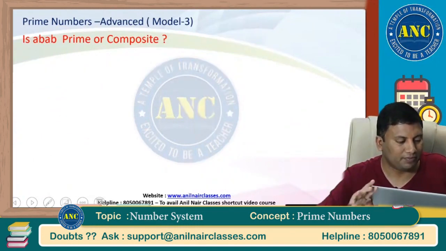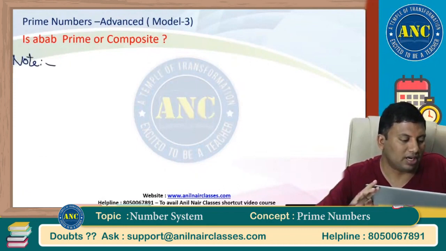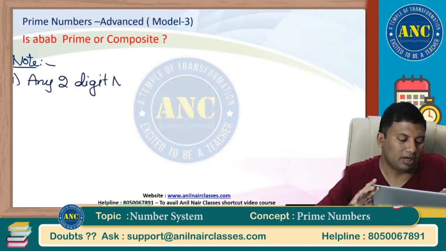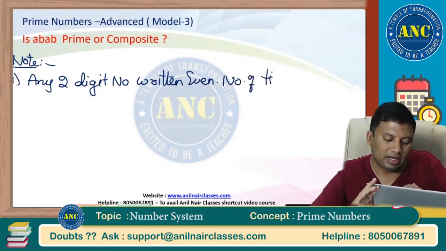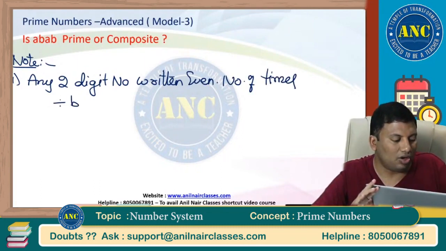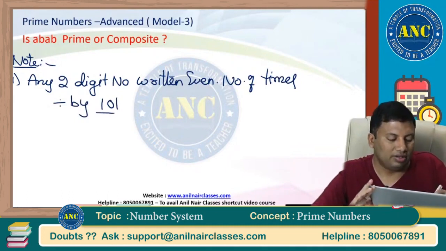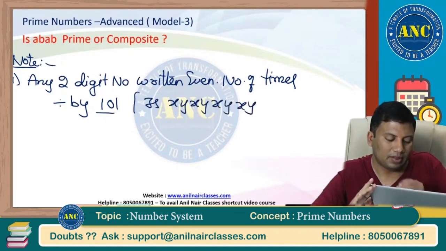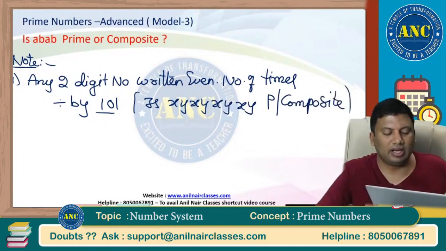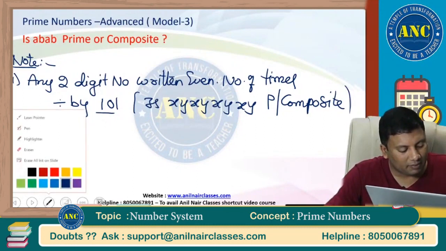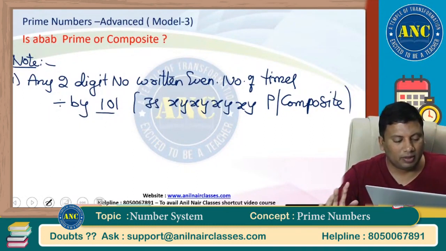We will write that point. Note 2 important key points. Any 2-digit number written even number of times is always divisible by 101. So if the question is xy prime or composite, you can use this logic. A 2-digit number written even number of times is always divisible by 101.